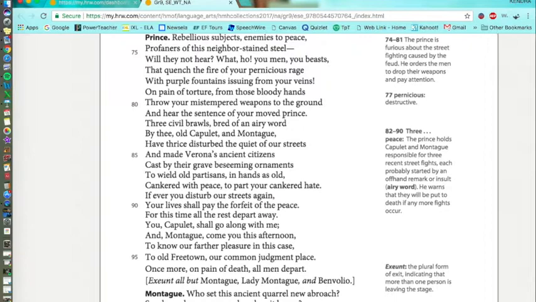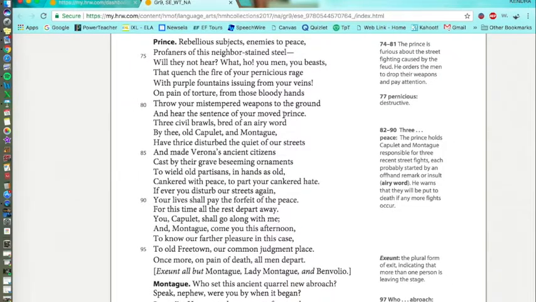So he's mad. Okay, so the prince says, "Rebellious subjects, enemies to peace, profaners of this neighbor-stained steel. Will they not hear? What ho, you men, you beasts! So they don't hear him at first. That quench the fire of your pernicious rage with purple fountains issuing from your veins. On pain of torture from those bloody hands, throw your mistempered weapons to the ground and hear the sentence of your moved prince." So he's like, put your weapons down and listen.